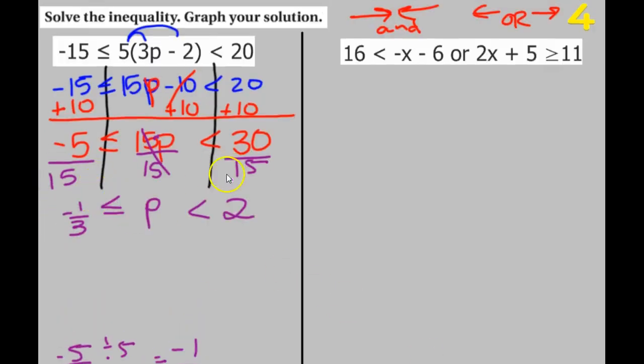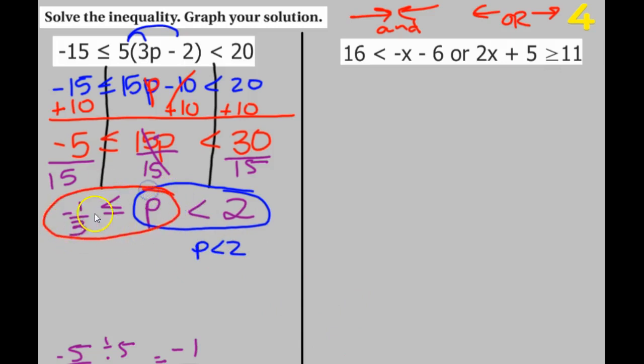So we really have two inequalities here. We have this one here with p is less than 2, which is good to graph. And we have this one over here, negative 1/3 is less than or equal to p. Well, we can't graph that. We got to flip these around. Flip your symbol so that we can graph it.